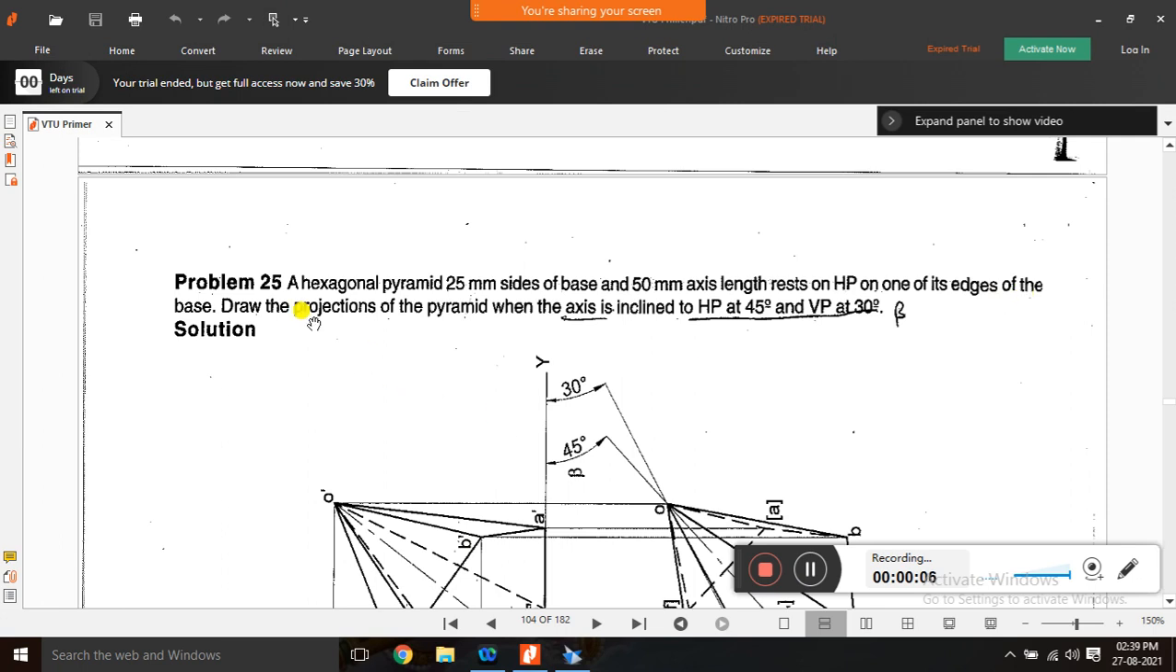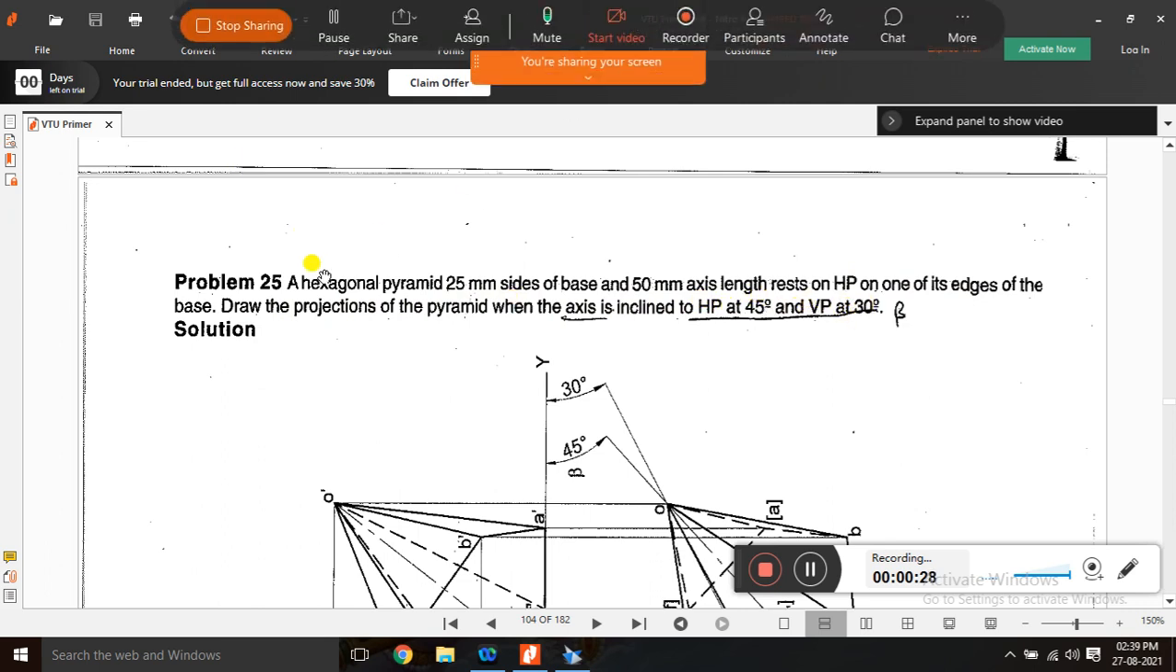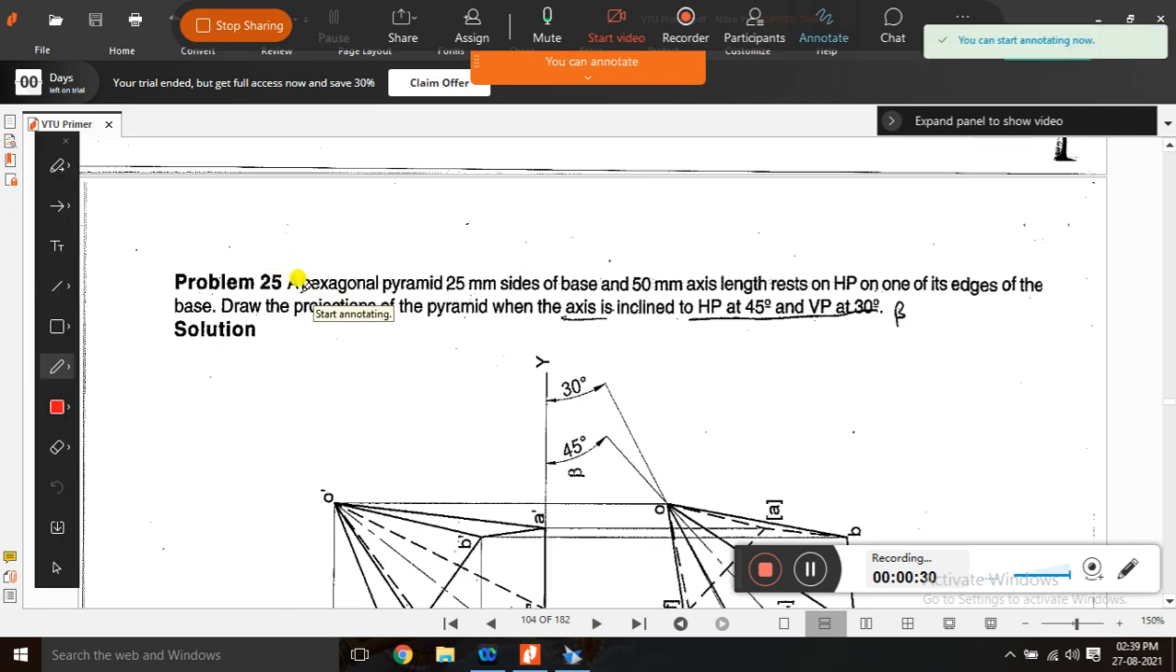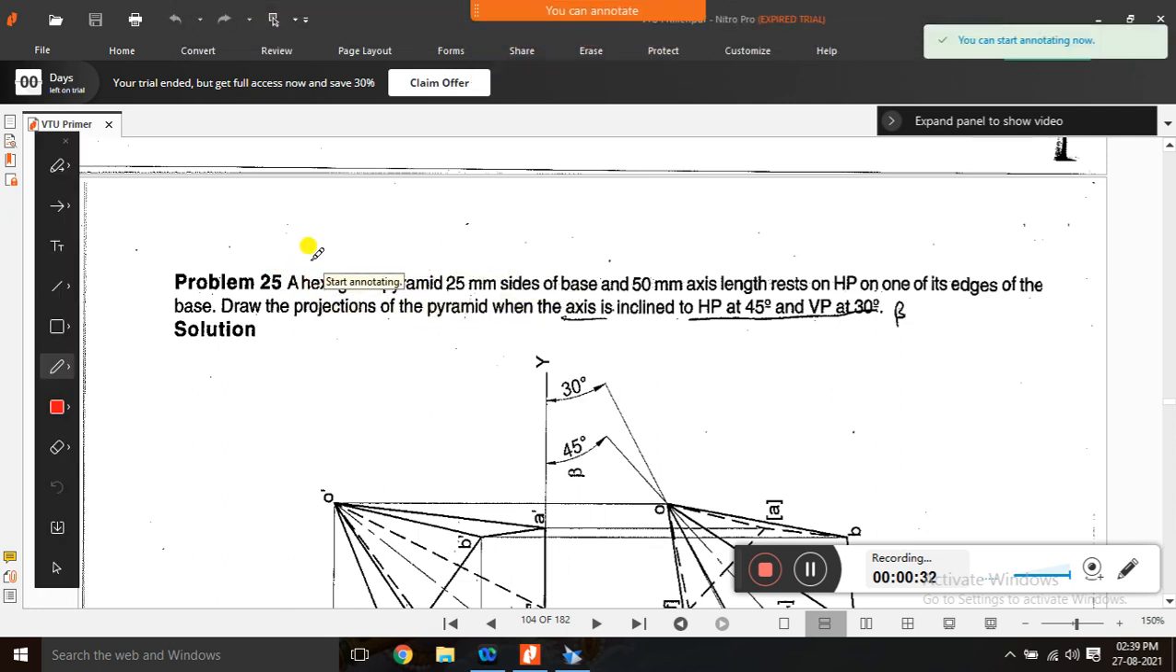A hexagonal pyramid, 25 mm sides of base and 50 mm axis length, rests on HP on one of its edges of the base. Draw the projection of the pyramid when the axis is inclined to HP at 45 degrees and VP at 30 degrees. See, in this problem, the first position belongs to the hexagonal pyramid of 25 mm side.